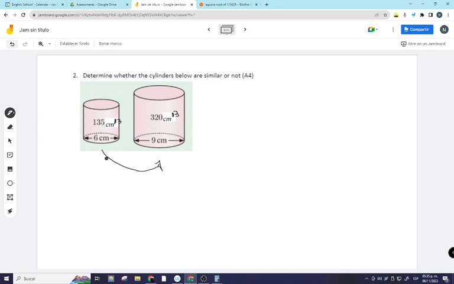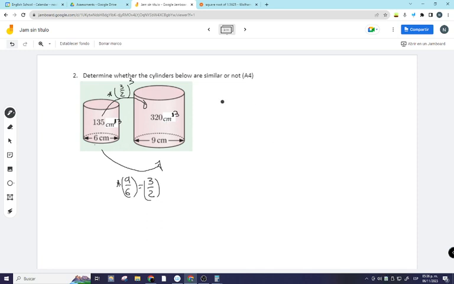If the scale factor to get from the small measure of length to the big measure of length is 9/6, which is basically multiplied by this, 3/2. We just simplified. Then 135 multiplied by that scale factor but cubed should give you 320. Okay, let's check.